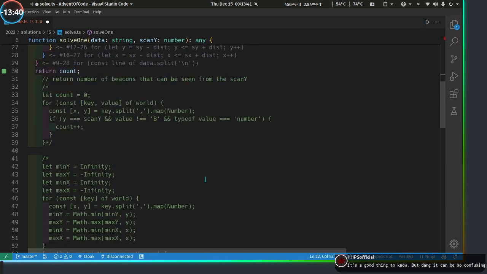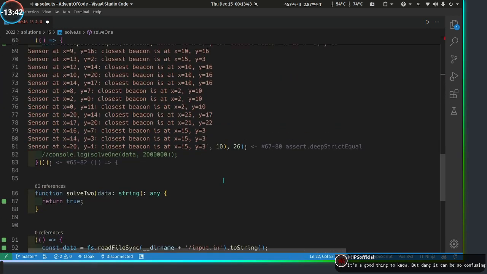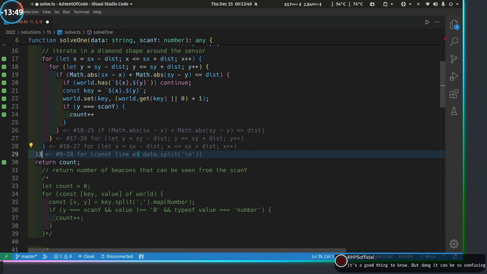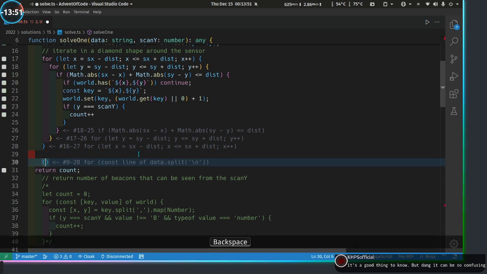The seen X is too restrictive. So this works. I just like to look at the world, I guess. Well, let's bring it up. I can see it. Nope. Nope. Nope.